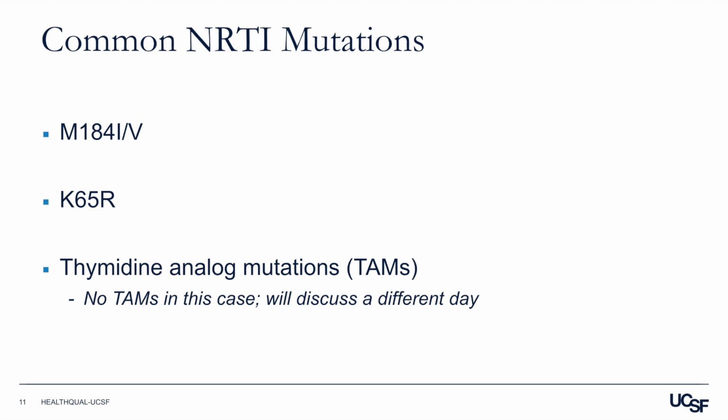Thymidine analog mutations, commonly known as TAMs, are a group of mutations that affect NRTIs. This patient did not have any TAMs, so we won't talk about TAMs in this particular case, but we can talk about it at a future session because you probably have patients where this is relevant.